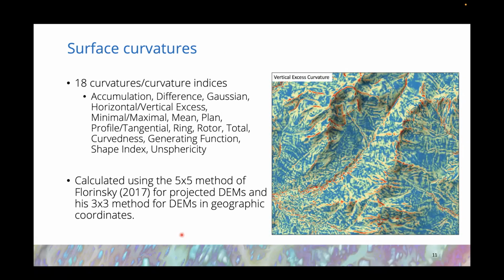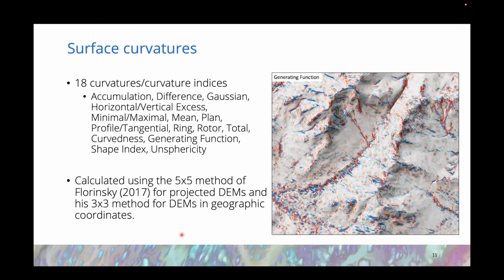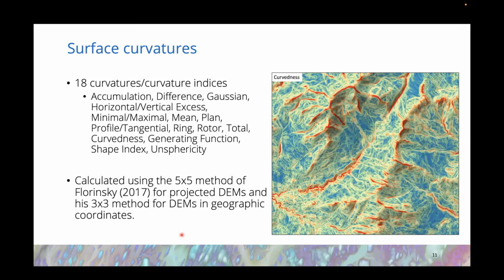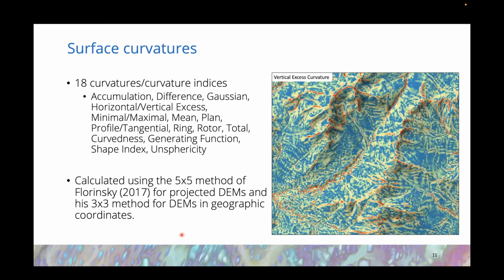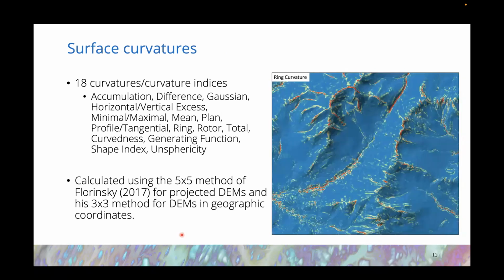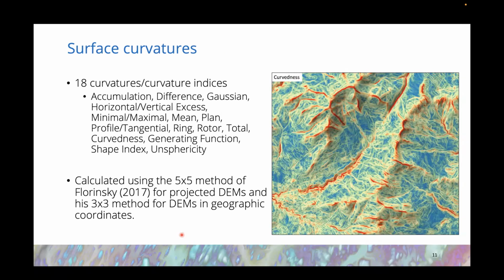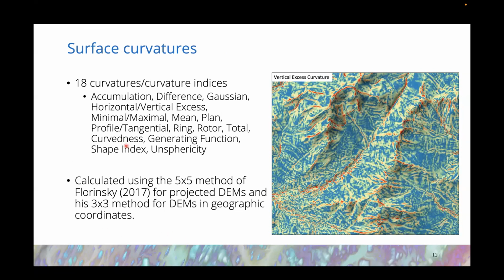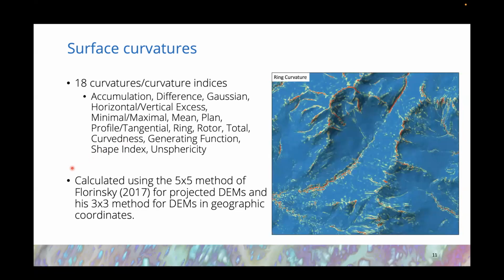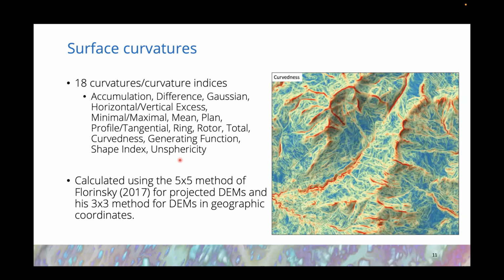So at this point, we now have 18 surface curvatures and curvature indices in WhiteboxTools between the open core and the extensions, including some more unusual or less commonly available in GIS options, things like ring curvature and rotor and curvedness, which is wonderful, by the way. Curvedness is truly a wonderful index. Generating function, shape index, and unsphericity, which also is pretty marvelous.